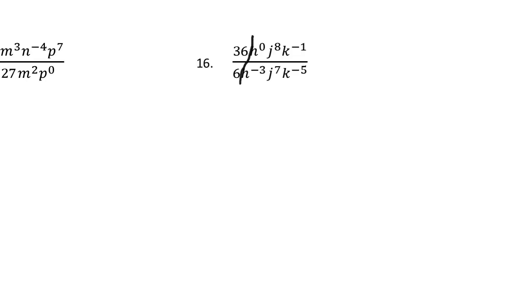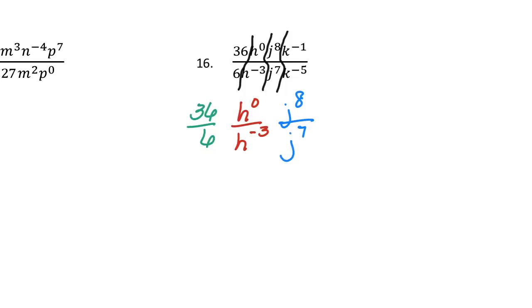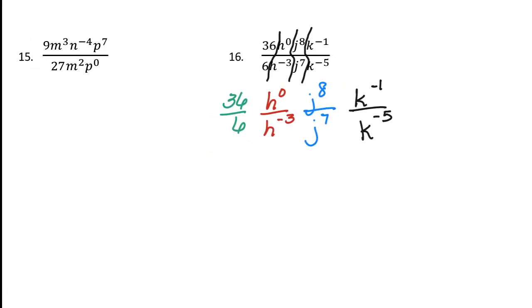So what I do here is divide these up into different groups. I've got my coefficients, 36 divided by 6. I have my h terms, h to the 0 divided by h to the negative 3. I have my j terms, j to the 8th divided by j to the 7th. And I have k to the negative 1 divided by k to the negative 5. Now, I really haven't redone anything. I've just grouped them together. So, to start off, Bruno, what is 36 divided by 6?